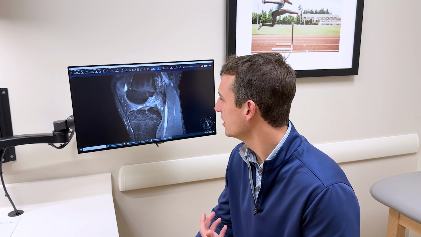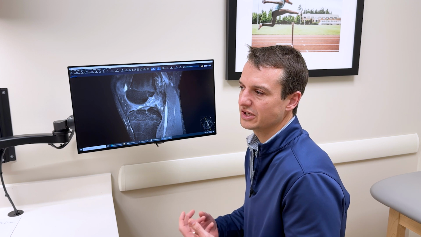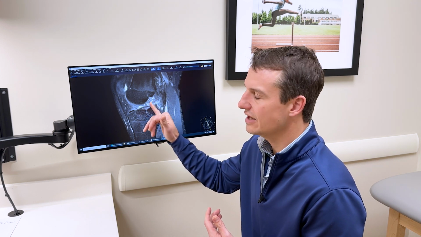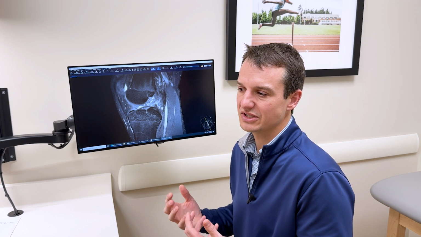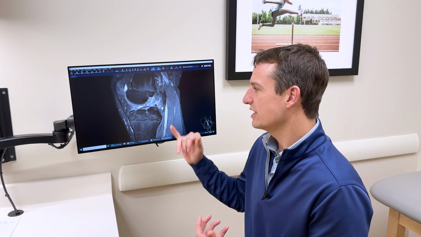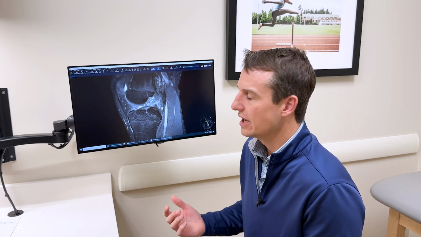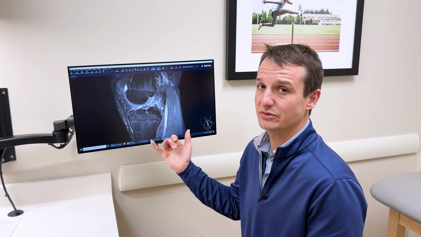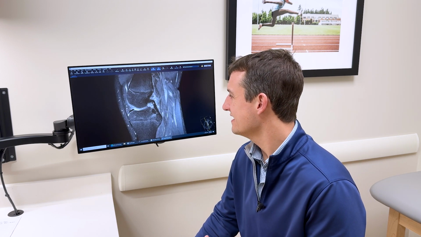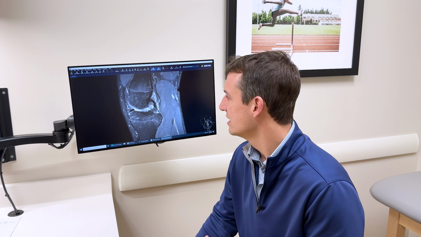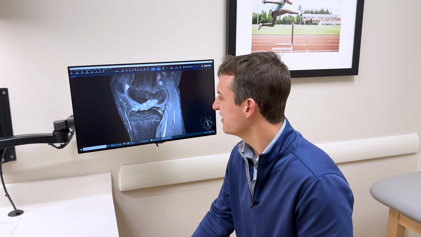And then if we go here, you can see that there's some increased signal, which would be the white areas. And on a T2 image, increased signal means that there's fluid. And whenever I see increased signal on a T2 image, that's abnormal. And so this is an example of a patient with an ACL tear. And really the ACL should look something like this, where it's a dark black line. And then when I scroll through it, you can see that there's disorganized fibers, and then the tear is right here.